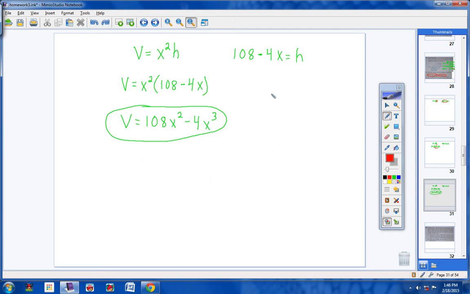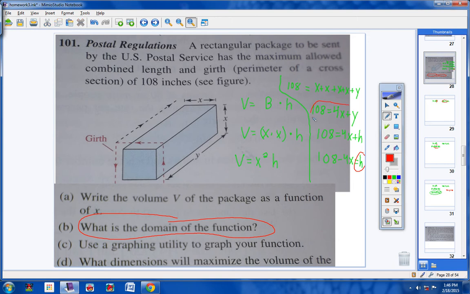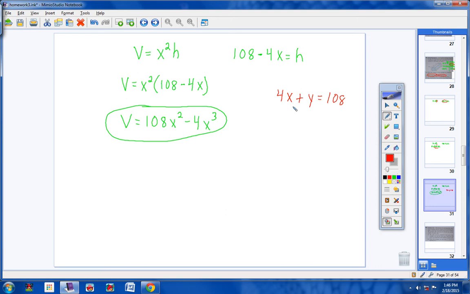Well, think about it. We know that 4x plus y, or h, whatever you want to say, has to equal what? 108. Remember, we looked at that right back here. Right here, 4x plus y equals 108. Remember that? Why is that important? Because, guys, look, there's no way x can be, I don't know, 2,000. Because if you took 4 times 2,000, I don't care what y is, that'd be too big. It'd be way over 108. So there's some things that you got to realize that x just can't be, okay?